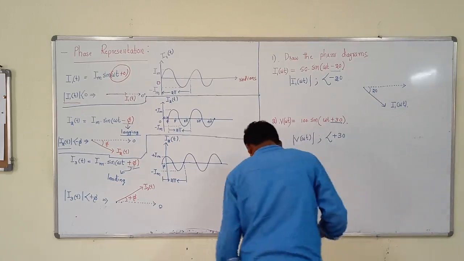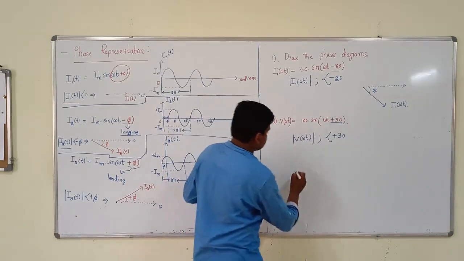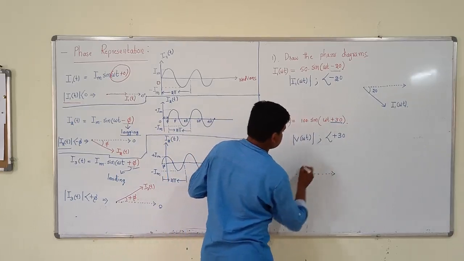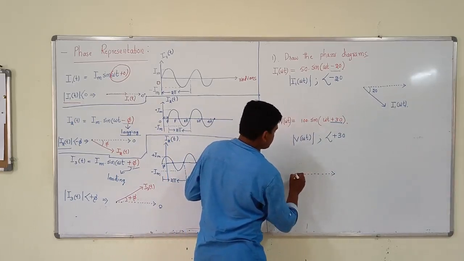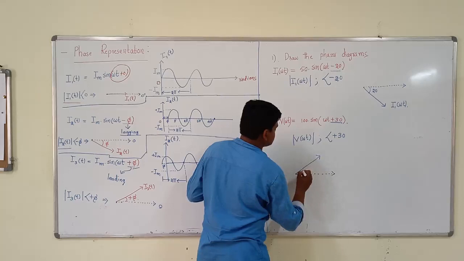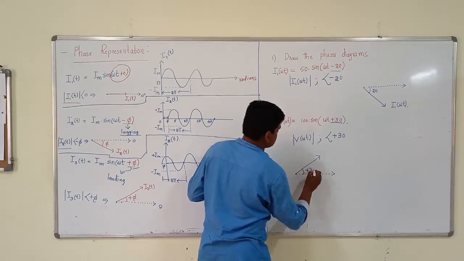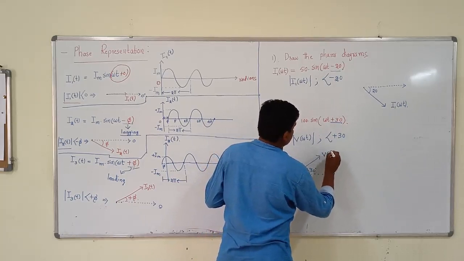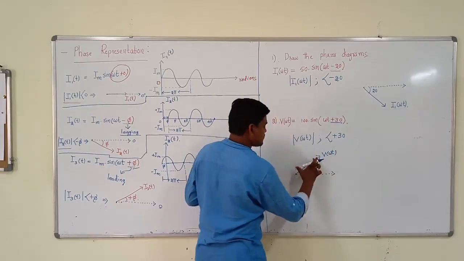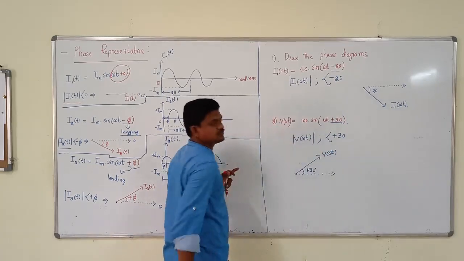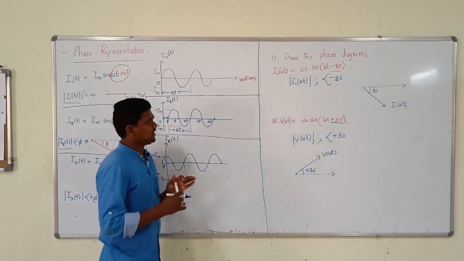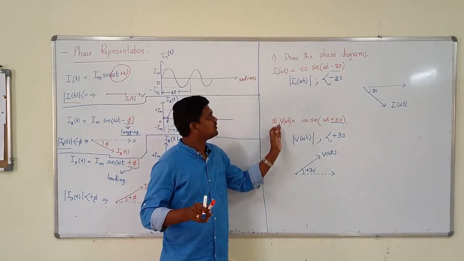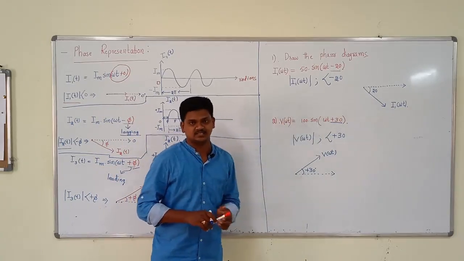Now you have to draw this. First draw the reference waveform. For that we have V of omega t, which has plus 30. Just keep here plus 30 and V of omega t. V of omega t has some magnitude and some direction. For any current or voltage in an AC supply, the phasor representation is like this.